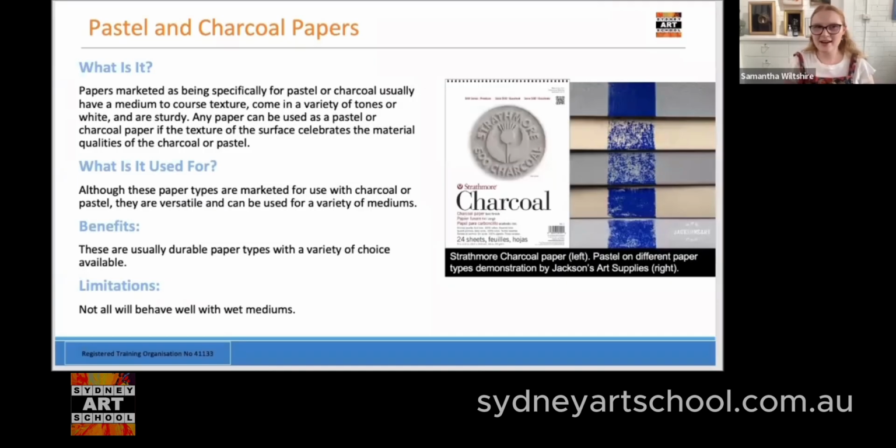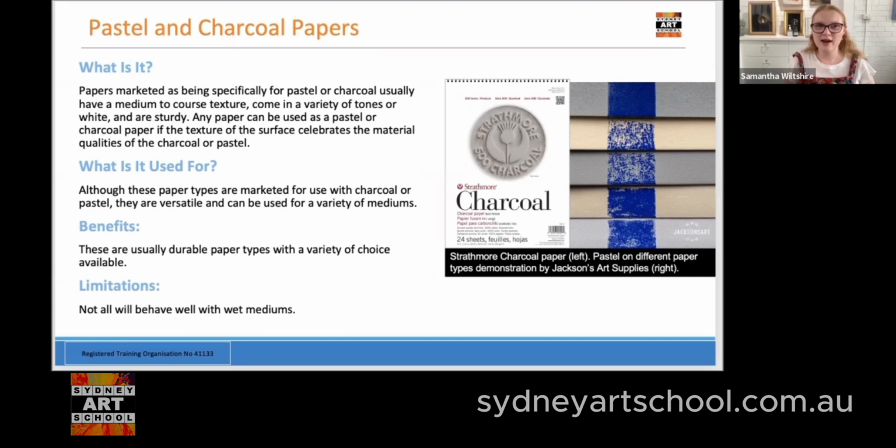All right, let's talk about pastel and charcoal paper next. So we've just talked about toned paper, which is a nice segue into charcoal and pastel paper, because this is a paper type which usually does come in not just white, but a whole variety of different tones, as you'll be able to see in the diagram by Jackson's Art Supplies on the right.